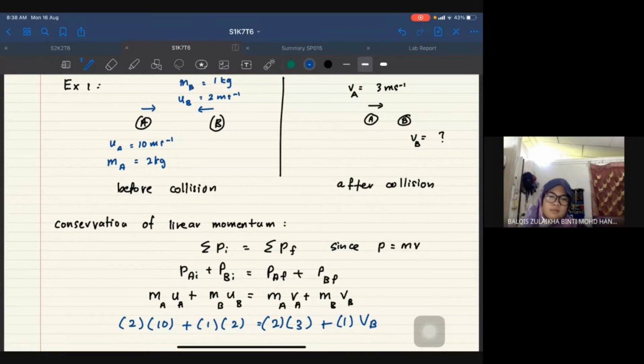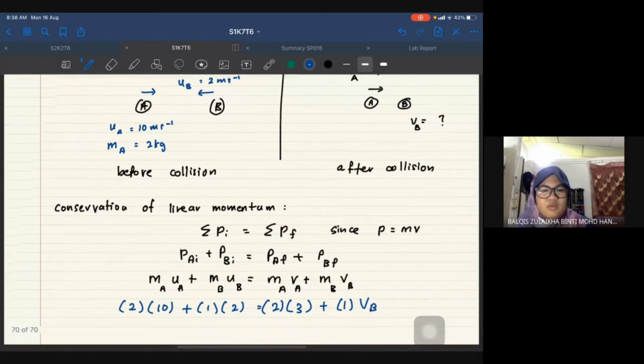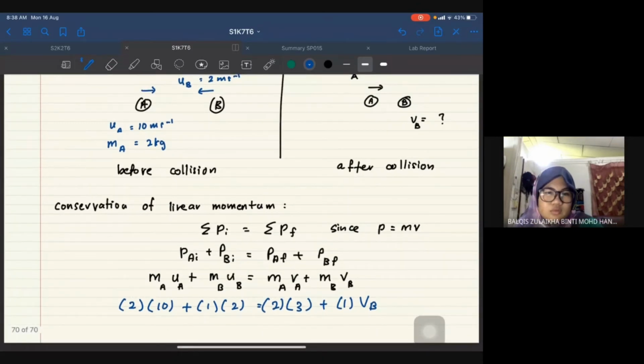So if you substitute, then you will get... Okay. Betul ke salah? Salah. Kat mana salah? Dekat yang 10 tu dia negatif. Jap, mana eh? 2. 2 tu kena letak negatif sebab dia ke kiri. Okay. Betul. So very good.